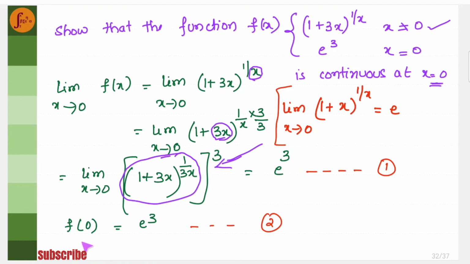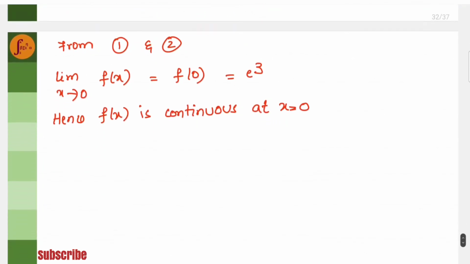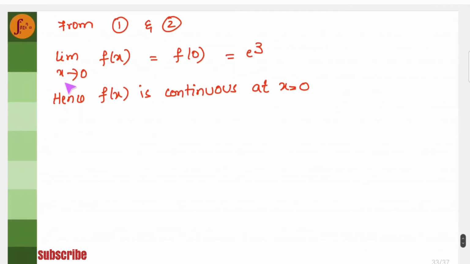Then we'll tell f of 0 is equal to e cube, because they've already told that at x is equal to 0, f of x is e cube. So f of 0 is e cube. Now if you see, this 1 and 2, both are same. The values are same. Since it is same, we call that f of x is continuous. So we'll have to write this theory, very, very important. From 1 and 2, limit x tending to 0 f of x is equal to f of 0 is equal to e cube. Hence, f of x is continuous at x is equal to 0.